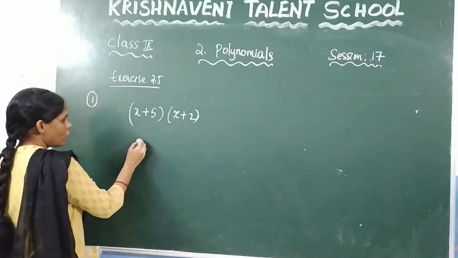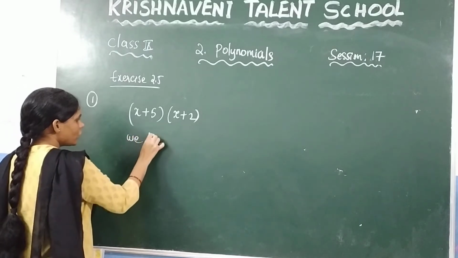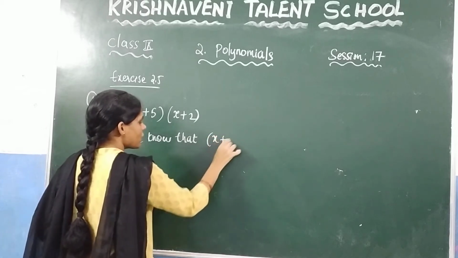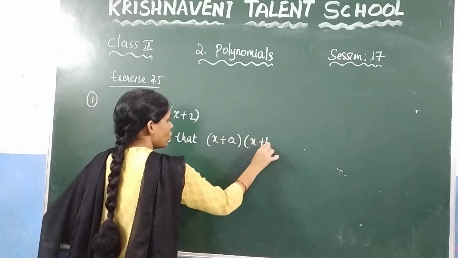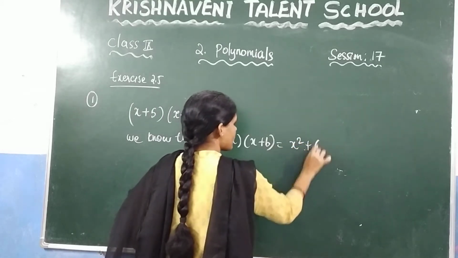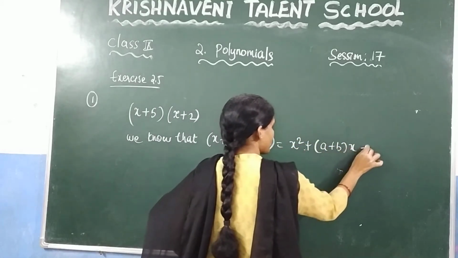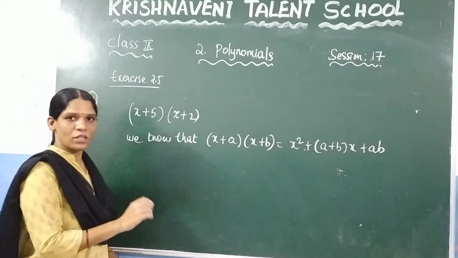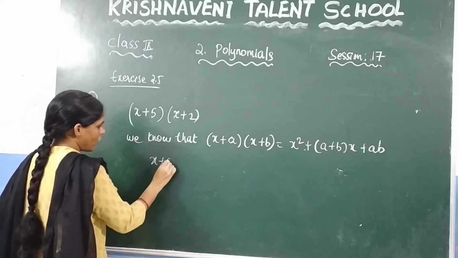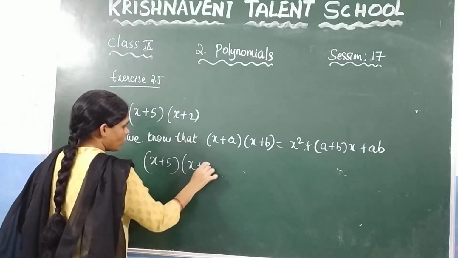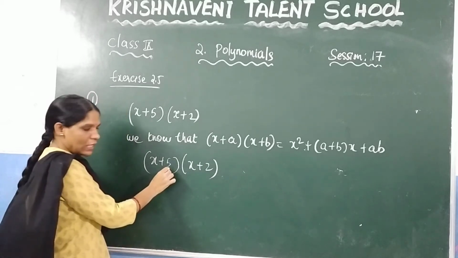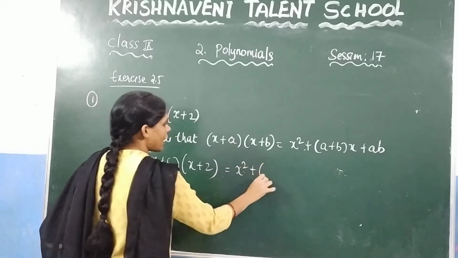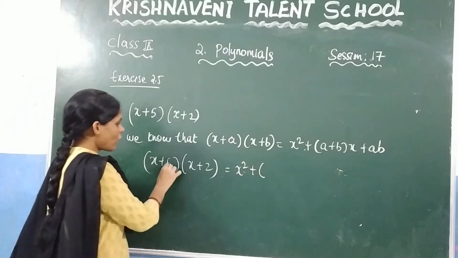So here it is in the form of what? Write it here. We know that it is in the form of x plus a into x plus b. So what we know here is x square plus a plus b into x plus ab. This is the identity we know here. Just substitute in this one. Here x plus 5 into x plus 2. What is the value of a in this case? It is 5. And what is the value of b? It is 2. So what you get here is x square plus a plus b into x, which is nothing but 5 plus 2 into x.